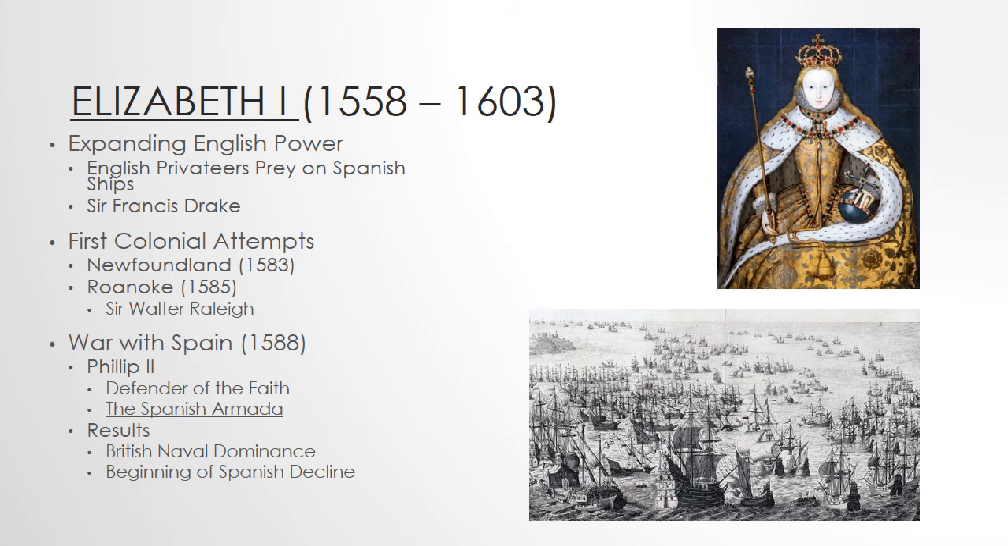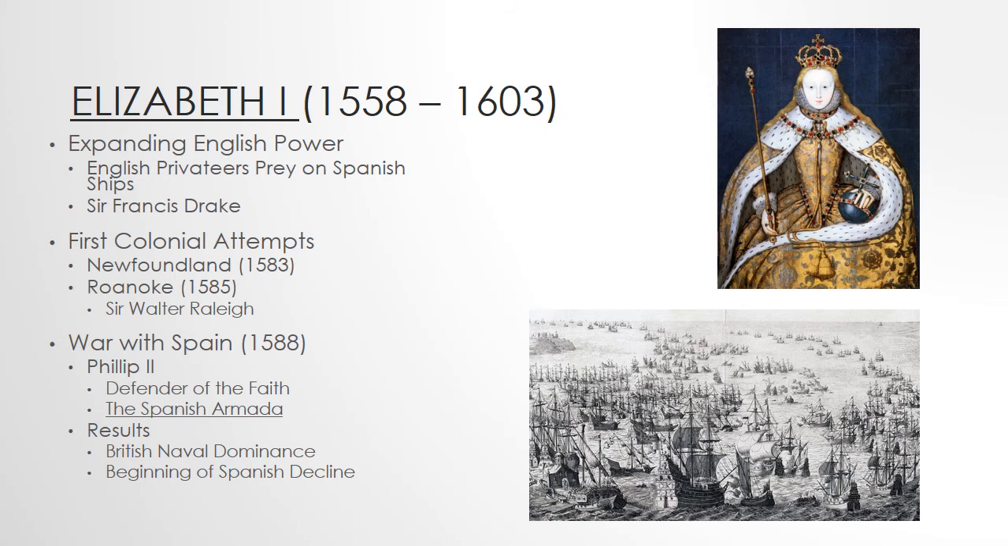And for these two reasons, Philip assembles the Spanish Armada, which he believed to be invincible. It was a fleet of hundreds of enormous ships called galleons that he sent north out of Spain to attack England. But the English, using their own ships, managed to defeat the Spanish Armada in a crushing defeat. And Spain's navy after this is forever crippled.